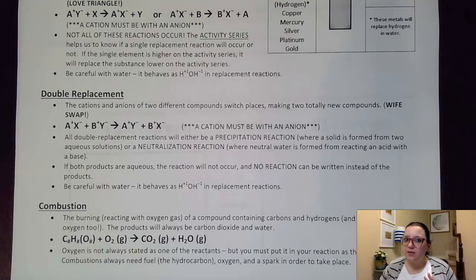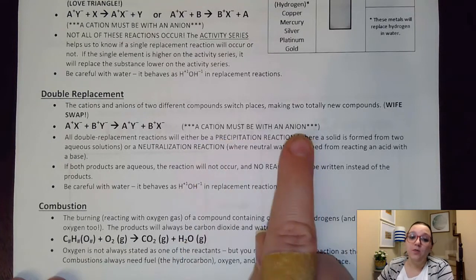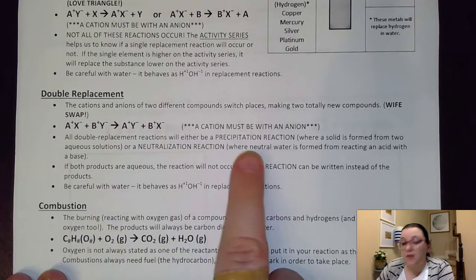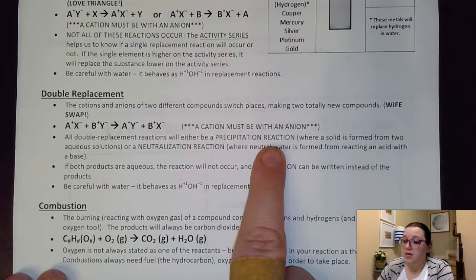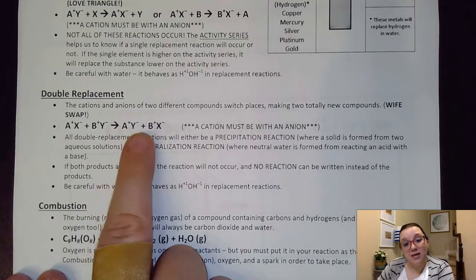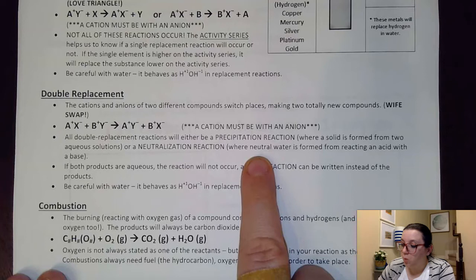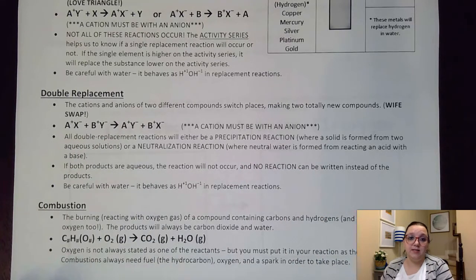However, just like with single replacements, we have to make sure that we have a cation with an anion when we do that rearrangement. If we don't, then technically that is not a correct process. Also, all double replacement reactions will either be a precipitation reaction, meaning one of these compounds that we're making will be a solid, or we'll have a neutralization reaction where neutral water is formed if we put an acid and a base together. So basically, for these double replacements to occur, we either need to be making a solid or we need to be making water. One of the two will drive the reaction to completion.